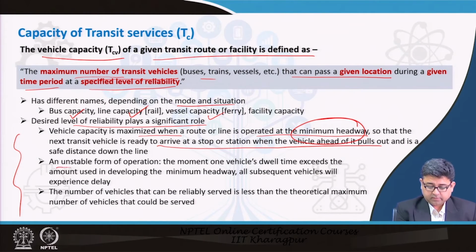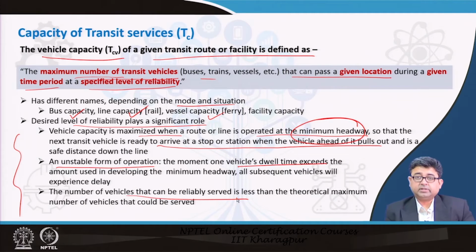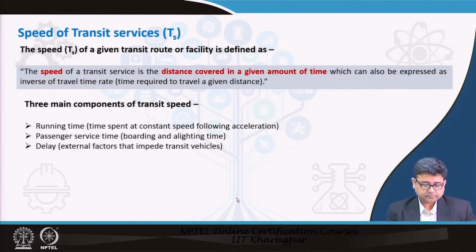There is always an unstable form of operation. We talked about dwell time exceeding the amount of time available, and then the number of vehicles that can be served, that should be served, will be less than what can be served. So, when the reliability decreases, the vehicle capacity also decreases.